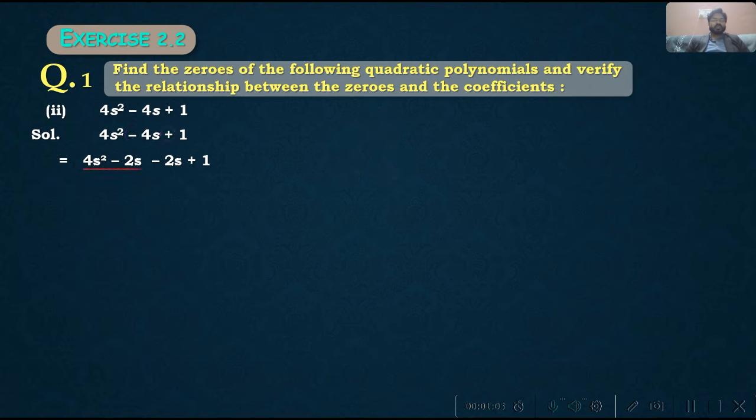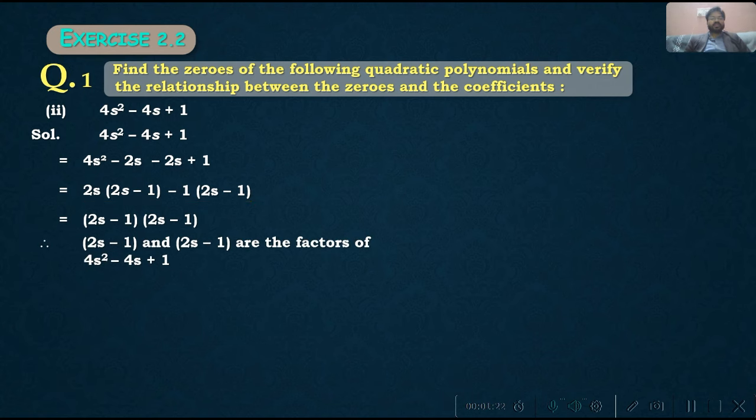Now first pair and second pair. So 2s common, 2s minus 1; minus 1 common, 2s minus 1. So 2s minus 1 and 2s minus 1 become another pair. So 2s minus 1 and 2s minus 1 are the factors of 4s square minus 4s plus 1.